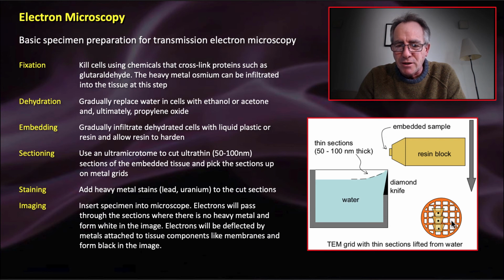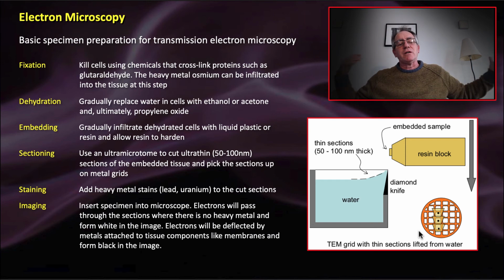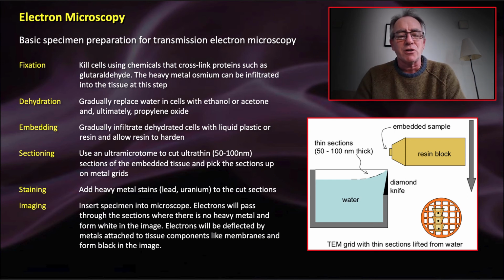But of course, this mesh is open here so that the electrons can go through. So if you look at the way these sections are sitting, the electrons can go blasting right through the middle. Electrons, by the way, will bounce off the grid bars in the mesh, but that doesn't matter. You can still see what's going on inside of your cell by looking down through a part that isn't lying over top of a grid bar. So we've done this. We've embedded in resin, we've sectioned, we've picked the sections up, and even that is an art form, how you pick the section up onto the grid. Now we're ready to stain them, because of course the tissue inside of cells isn't going to stop electrons at all.